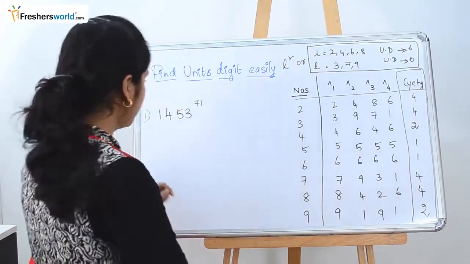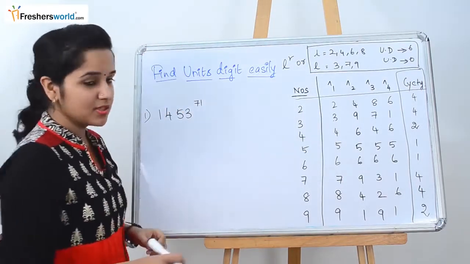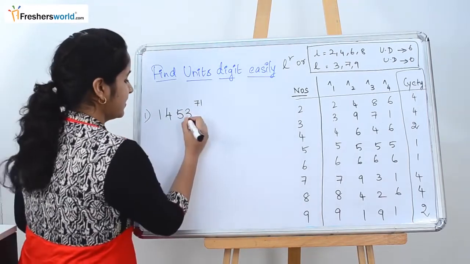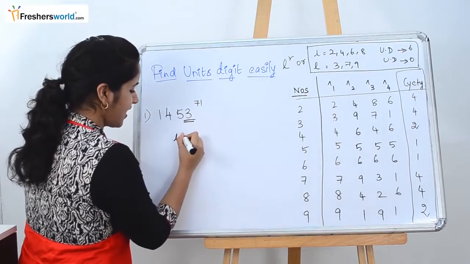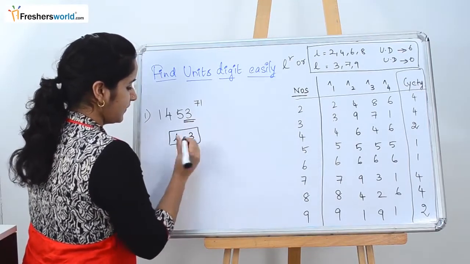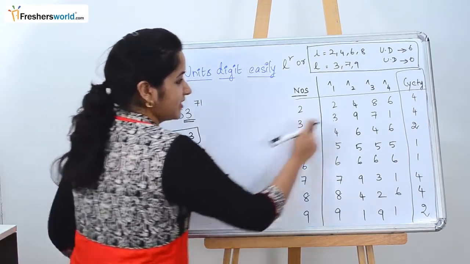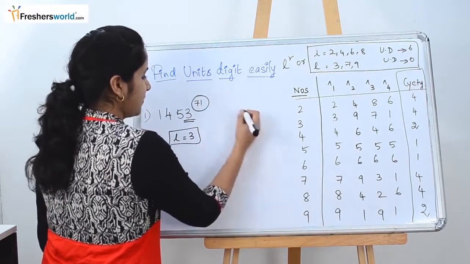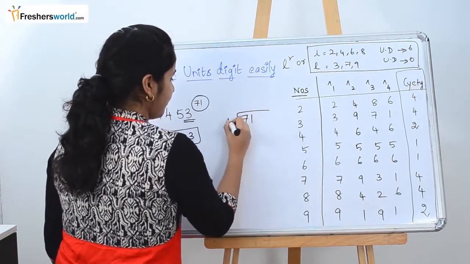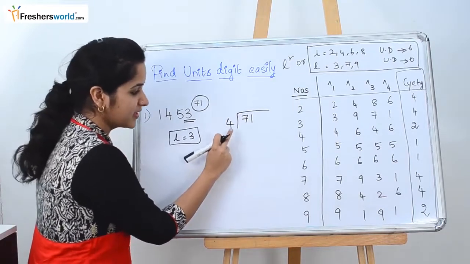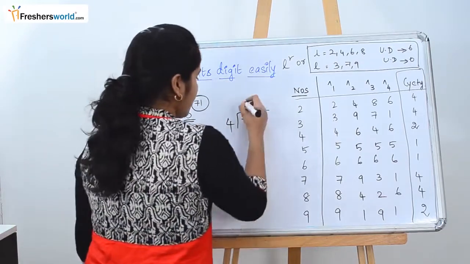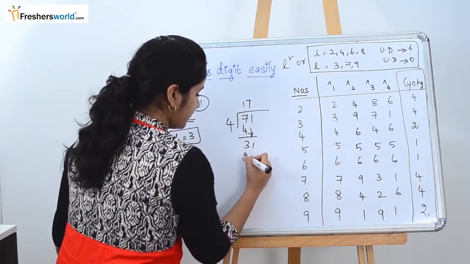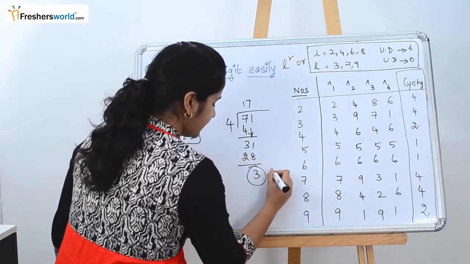So let's get started. The question they have given is: find the units digit of 1453 to the power 71. The first step is to take the last digit, which is 3. The cyclicity of 3 is 4. Now you have to take the power and divide 71 by 4. This 4 is the cyclicity of 3. 4 ones are 4, 4 7s are 28, so the remainder is 3.